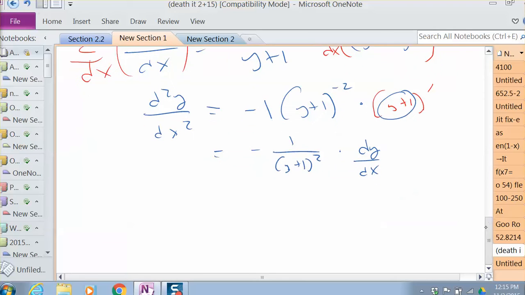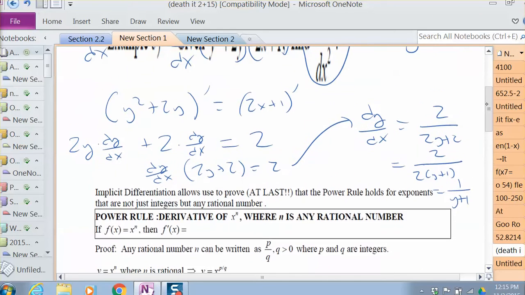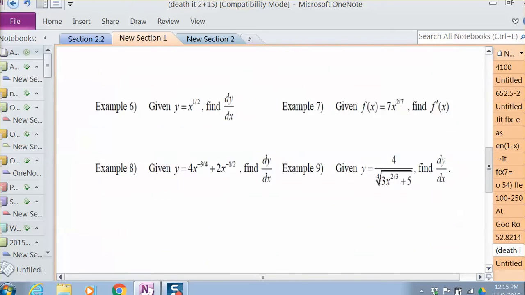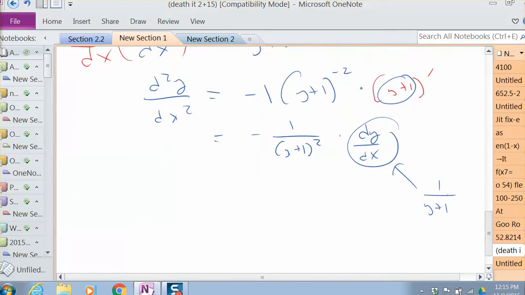Now, remember, dy over dx was 1 over y plus 1 way over here. So I can just sneak that back in.